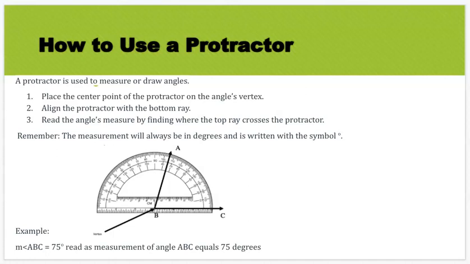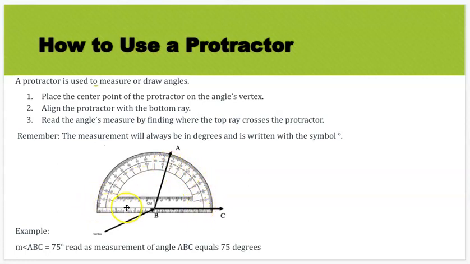It's used to measure or draw angles. You place the center point of the protractor on the angle's vertex. You align the protractor with the bottom ray, right here. You read the angle's measure by finding where the top ray crosses the protractor. Make sure you're using these bottom numbers because they start at 0 and go up.